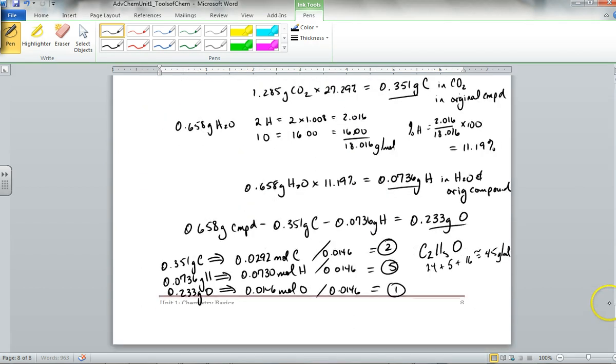So how does that compare to our empirical mass? Well, 90 grams per mole is twice that of our empirical formula. So that tells us that our actual chemical formula is twice that of our empirical formula. So we end up with C4H10O2.